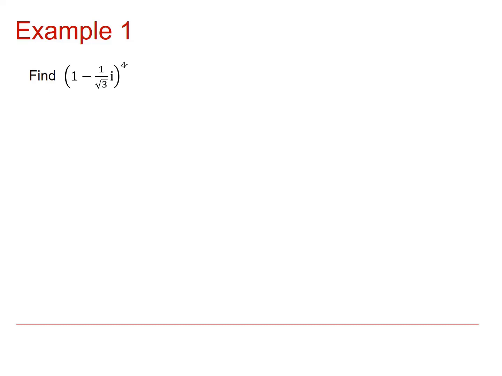But actually we know how to do this power, provided we have this in modulus argument form. So we're going to look at this complex number, and the easiest thing to do with that is to draw a sketch first of all, and it's 1 minus 1 over root 3i, so it's going to be somewhere down here. So it's a fourth quadrant angle that I'm going to be looking for.